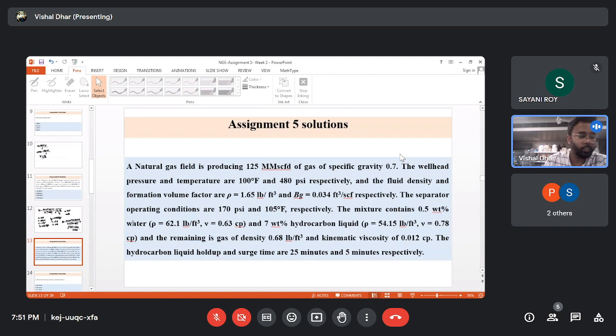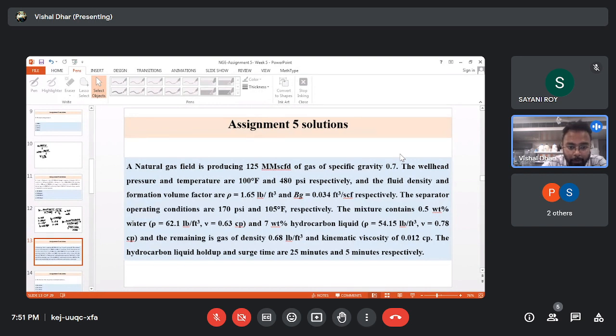Okay, let's go to the next question. A natural gas field is producing 125 MMSCFD of gas of specific gravity 0.7. The wellhead pressure and temperature are 480 psi and 100 degrees Fahrenheit respectively, and the fluid density and formation volume factor are 1.65 lb per feet cube and Bg equal to 0.034 feet cube per SCF respectively. The separator operating conditions are 170 psi and 105 degree Fahrenheit respectively. The mixture contains 0.5 weight% water.